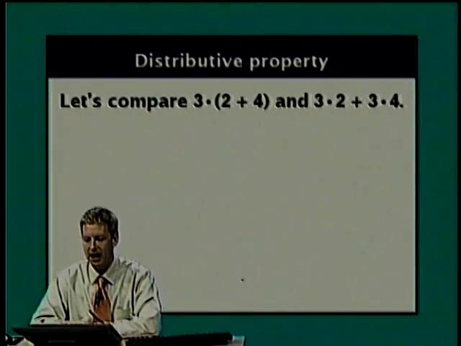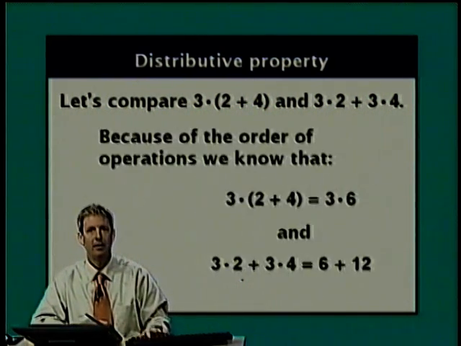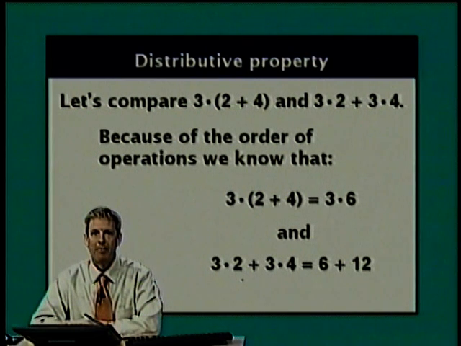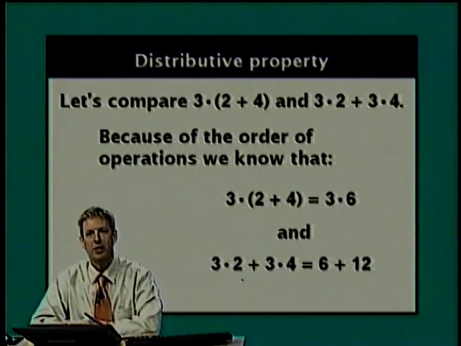Now let's talk about the distributive property. Let's compare 3 times 2 plus 4 with 3 times 2 plus 3 times 4. Because of the order of operations, we know that 3 times the sum of 2 and 4 is 3 times 6, because we have to do what's in the grouping symbols first.